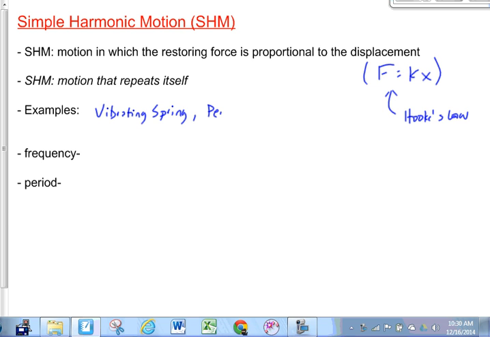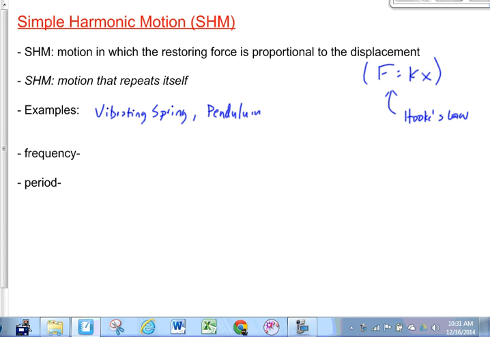A pendulum is another example of simple harmonic motion. Now, when you look at my keys swinging on the end of this string here, it's a little bit harder to see how the force is proportional to the displacement, but it is. If I pull these keys further back, we learned the other day that the period of the pendulum is the same no matter how far I pull them back, within reason. The period is the same, but the restoring force gets bigger. The force that pulls it back to its natural position gets bigger the further I pull it away.